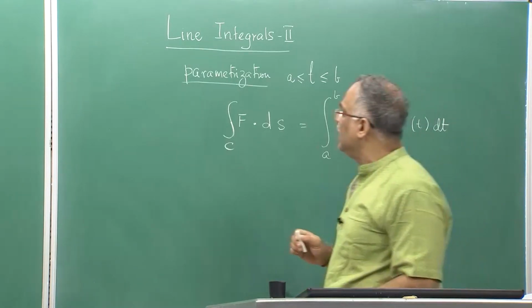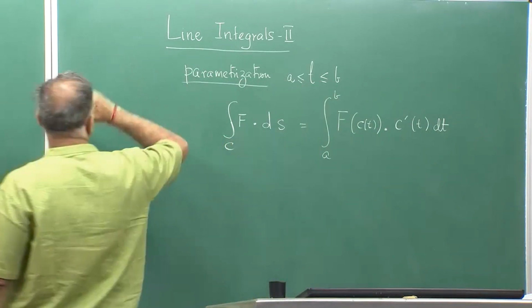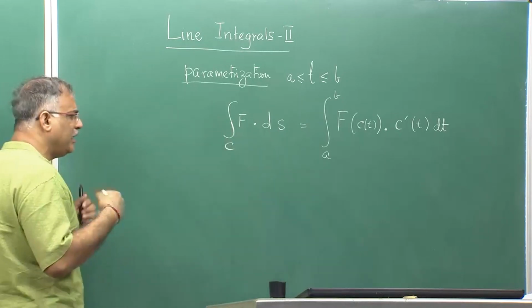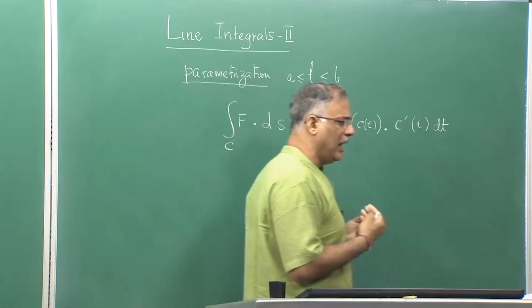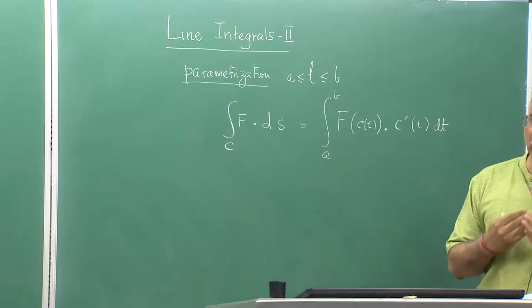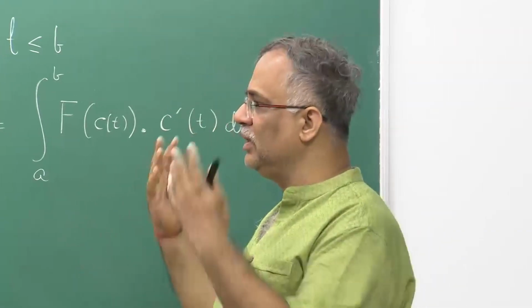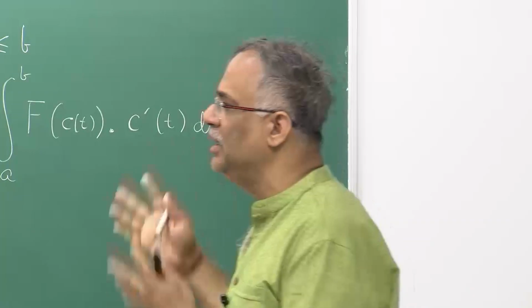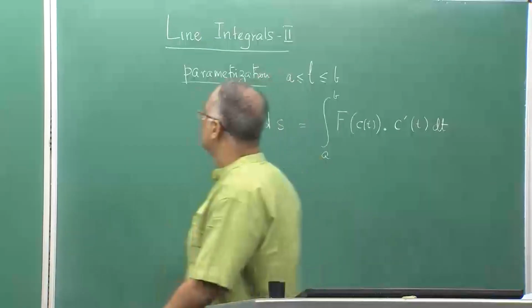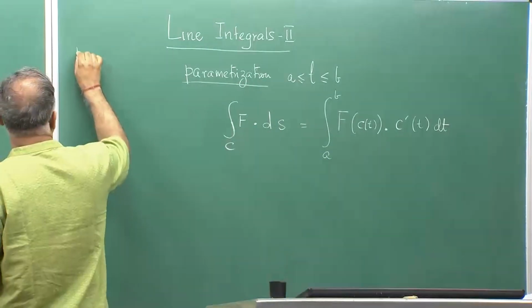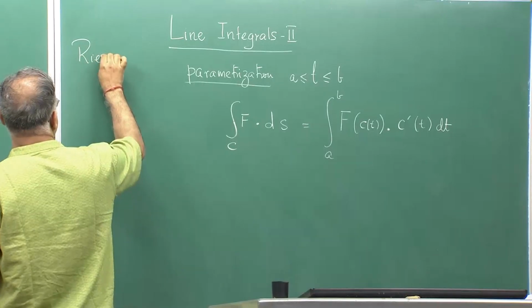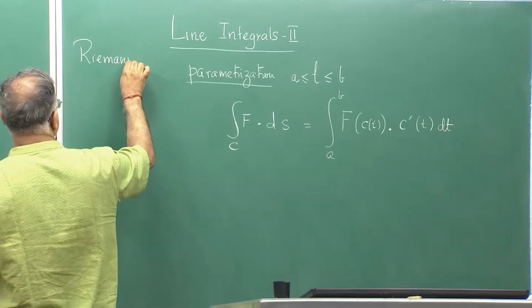Now, the question is, can I write this as a Riemann sum? All these integral definitions that we have learned have been done through limits of Riemann sums. We are essentially talking about Riemann integrals in various situations. So, can we have a Riemann sum representation here?